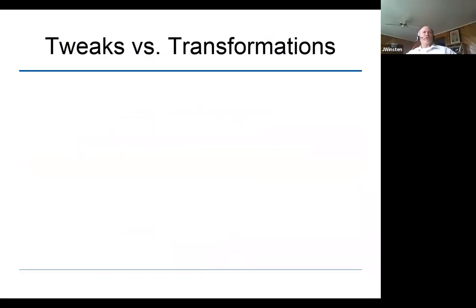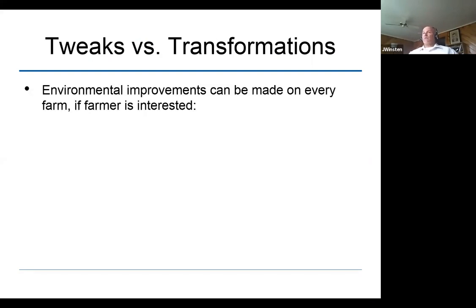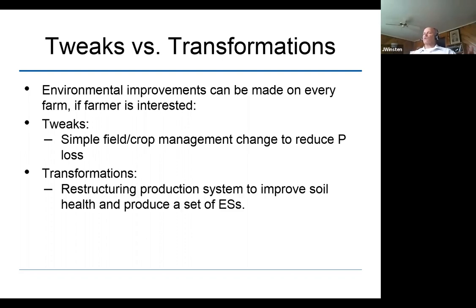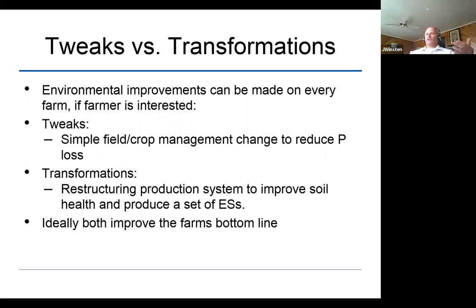Let me just finish with a little bit on tweaks versus transformations, because I know this is important in the group. So I think environmental improvements can be made on every farm, no matter where they're at, if the farm is interested to do so. Some it's going to be easier than others. But tweaks are more what I've been describing, simple field and crop management changes to reduce phosphorus loss, for example. That's a tweak. A transformation is a restructuring of the production system to improve soil health and produce a whole set of ecosystem services, which I think some people in the working group are talking about. Maybe all of you, I don't know. They're very different. It's hard to get transformation.